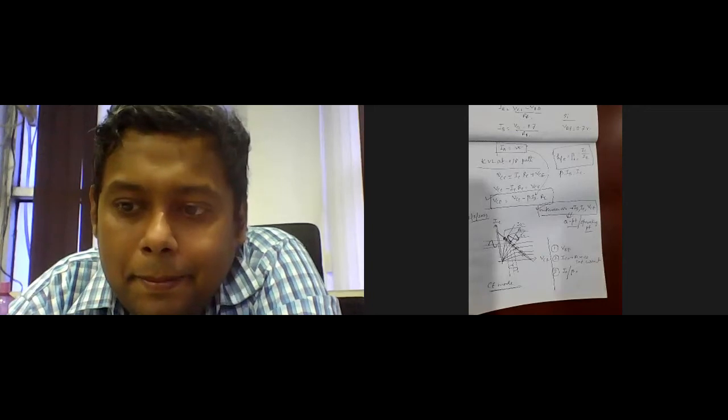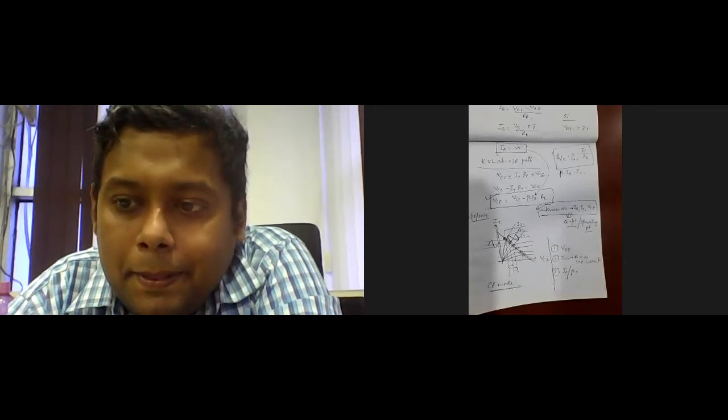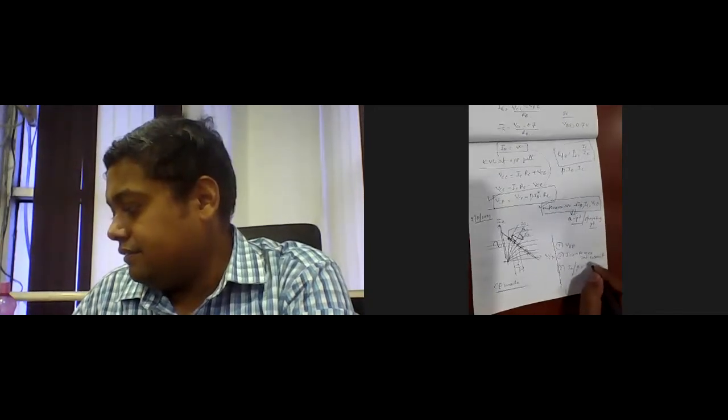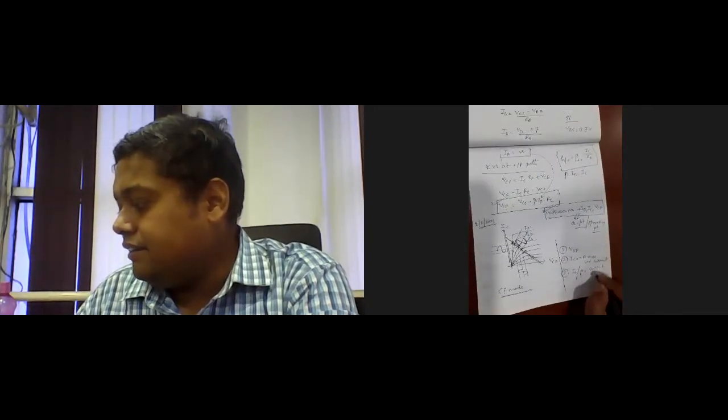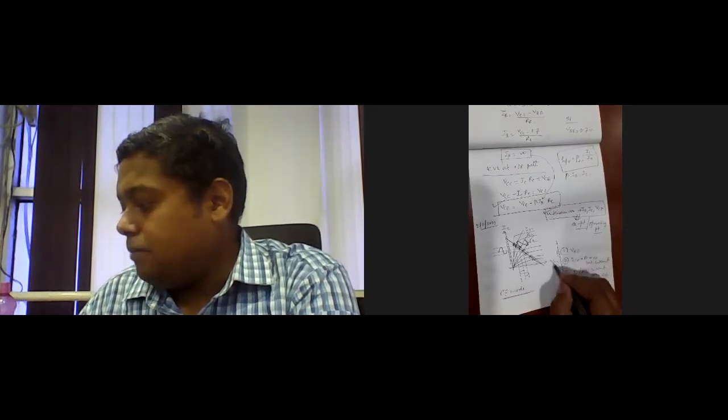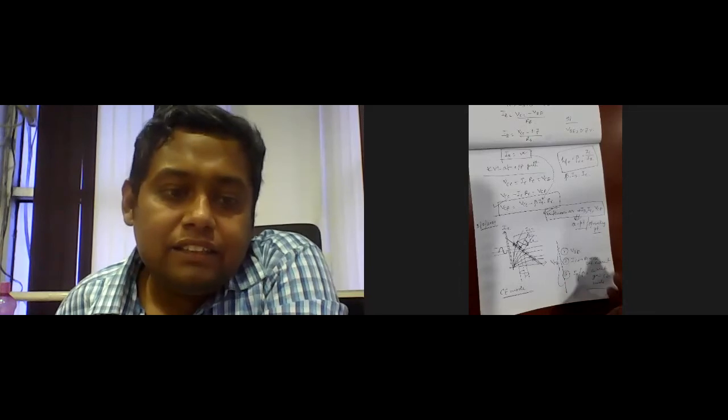Sir, current gain IC by IB. IC by IB, right. This is the current gain, current gain in CE mode. So these three parameters are repeatedly changed.